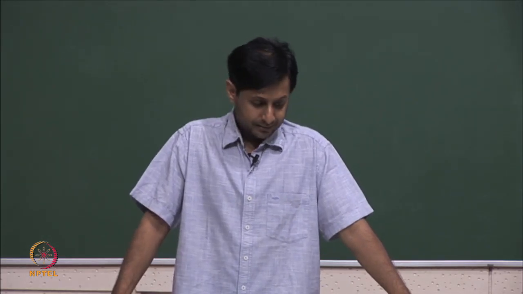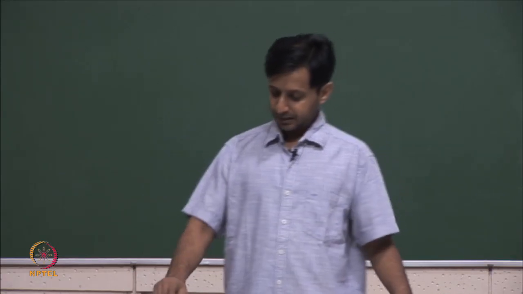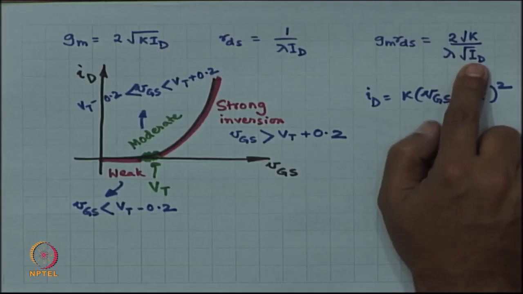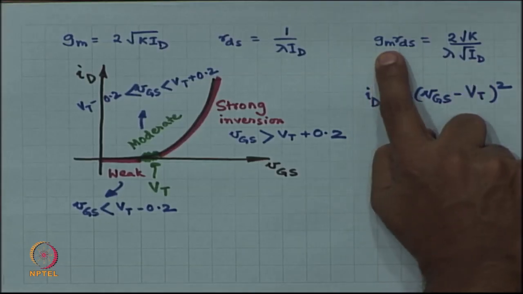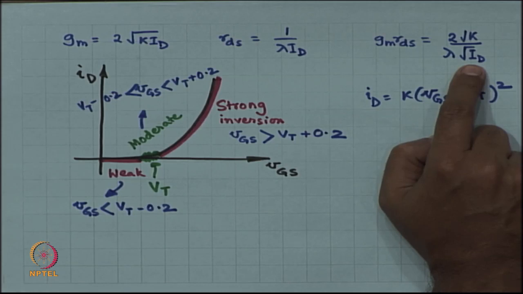All right, is this understanding okay so far? All right. So, let us get back. What I am observing over here is that my intrinsic gain goes up when Id goes down, all right, but there is a limit to how low Id can be, right.